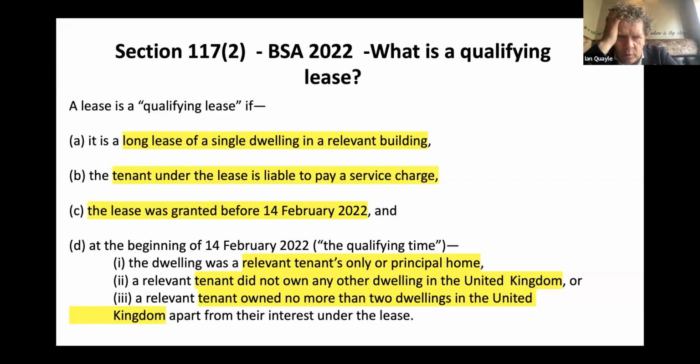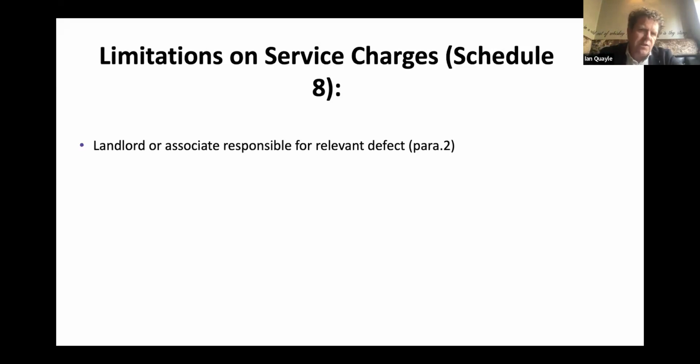And here's where there's an important point for you. If we have a qualifying lease and if we have a relevant building, then there are limitations on the service charge that can be recoverable no matter what the lease says. If a landlord or associate is responsible for a relevant defect in a relevant building, then whether the lease is qualifying or not is irrelevant. The landlord cannot transmit cost into service charge.